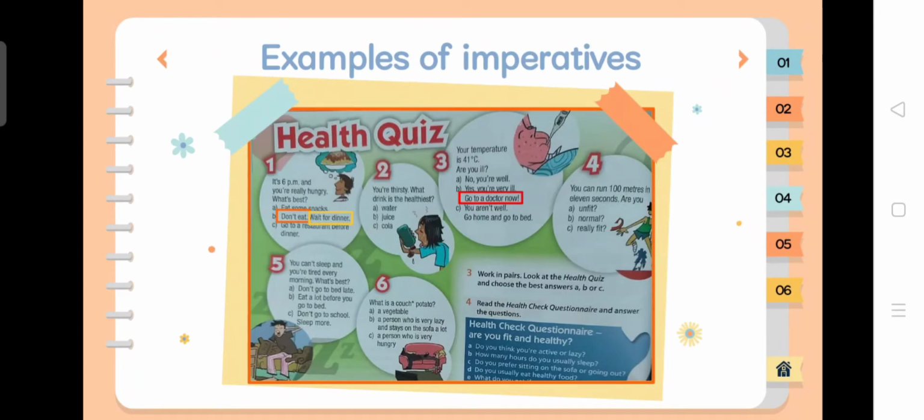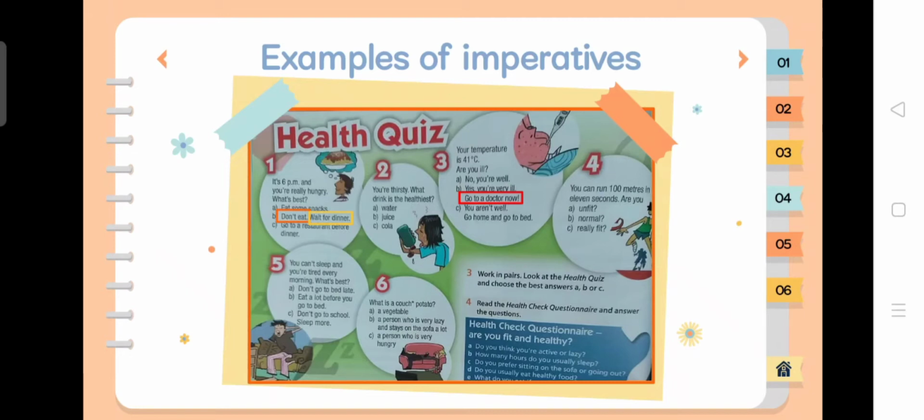Do you still remember the health quiz? Well, in the health quiz, you can see some examples of imperatives. Imperative sentences are used when you want to write rules or when you want to give advice. In imperative sentences, you don't need to use subject pronouns or personal pronouns. Just simply start with a verb.